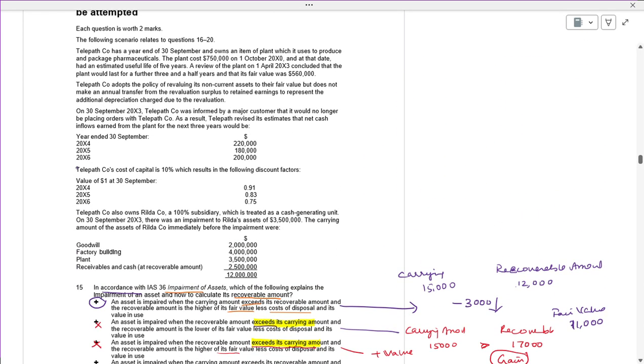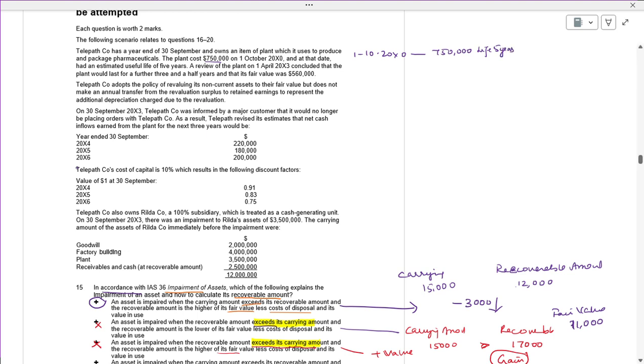Now, we have to see that. Telepath has a year end of 30th September and owns an item of plant which is used to produce fur. The plant cost is 750 on 1 October. The estimated useful life is 5 years.